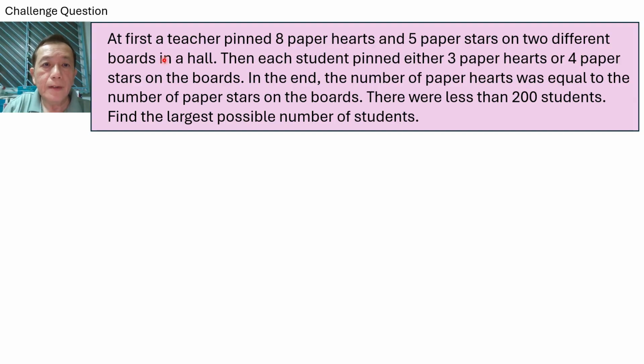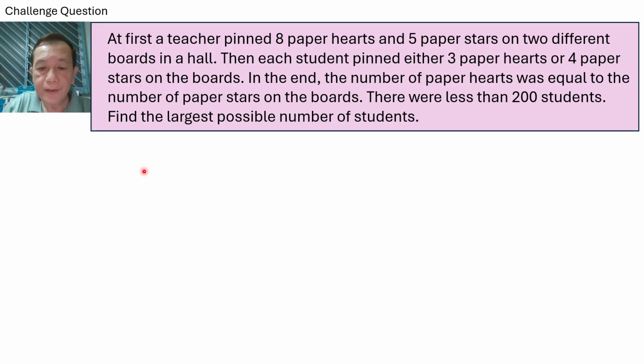At first, a teacher pinned 8 paper hearts and 5 paper stars on 2 different boards in a hall. Then, each student pinned either 3 paper hearts or 4 paper stars on the boards. In the end, the number of paper hearts was equal to the number of paper stars on the boards. There were less than 200 students. Find the largest possible number of students.